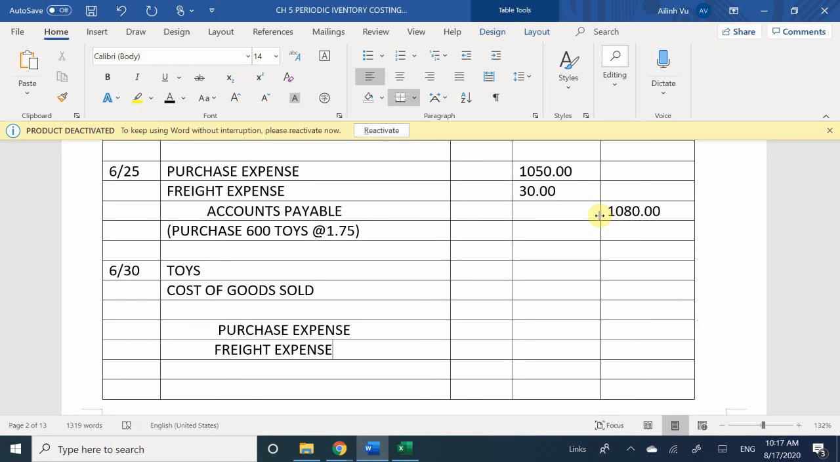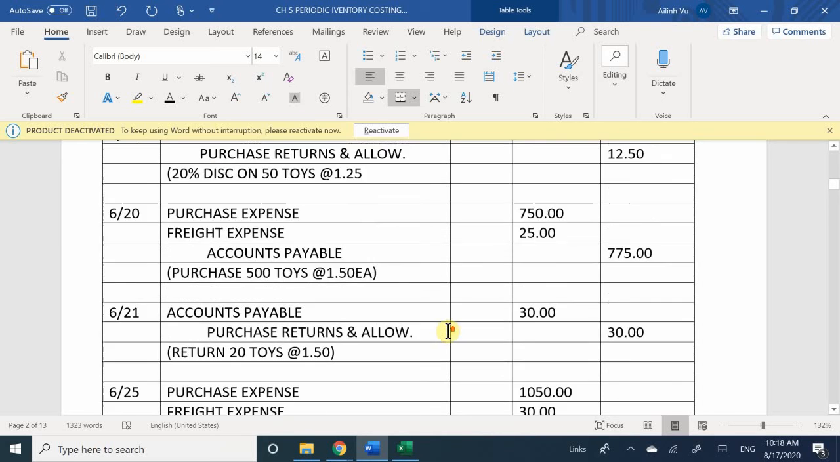Why is there a space between cost of goods sold and purchase expenses? Is there something that's supposed to go right there? Correct. Oh, returns and allowances, right? Correct. So we need to also zero our contra account, purchase returns and allowances. All right, so what are my numbers that go here?